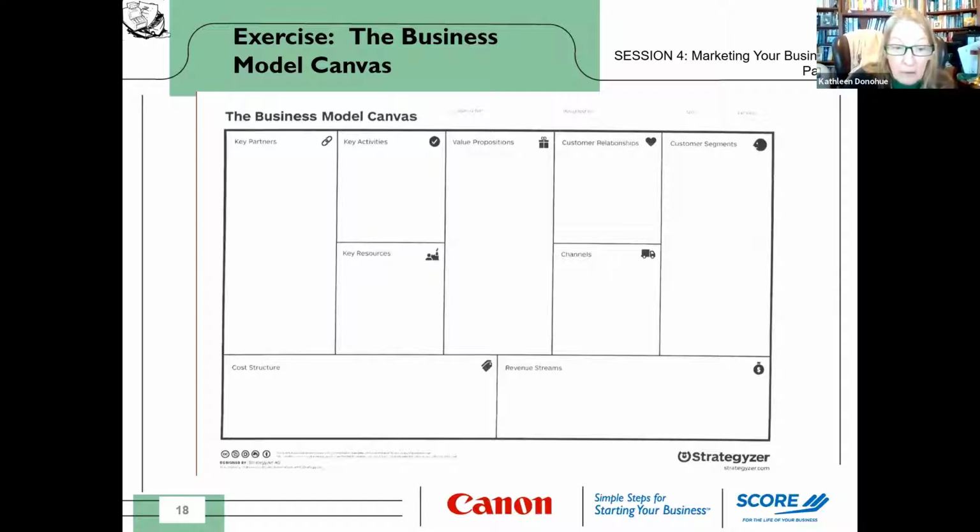So start in the middle. What is my value proposition? Who are my customer segments? Who are my key partners? And then you can start filling in the middle. But I'd like you to just work on the right-hand side for our exercise, since we don't have a lot of time in class. Your value proposition and your key customers. In other words, whose problem is it, and what is the problem that you're solving?